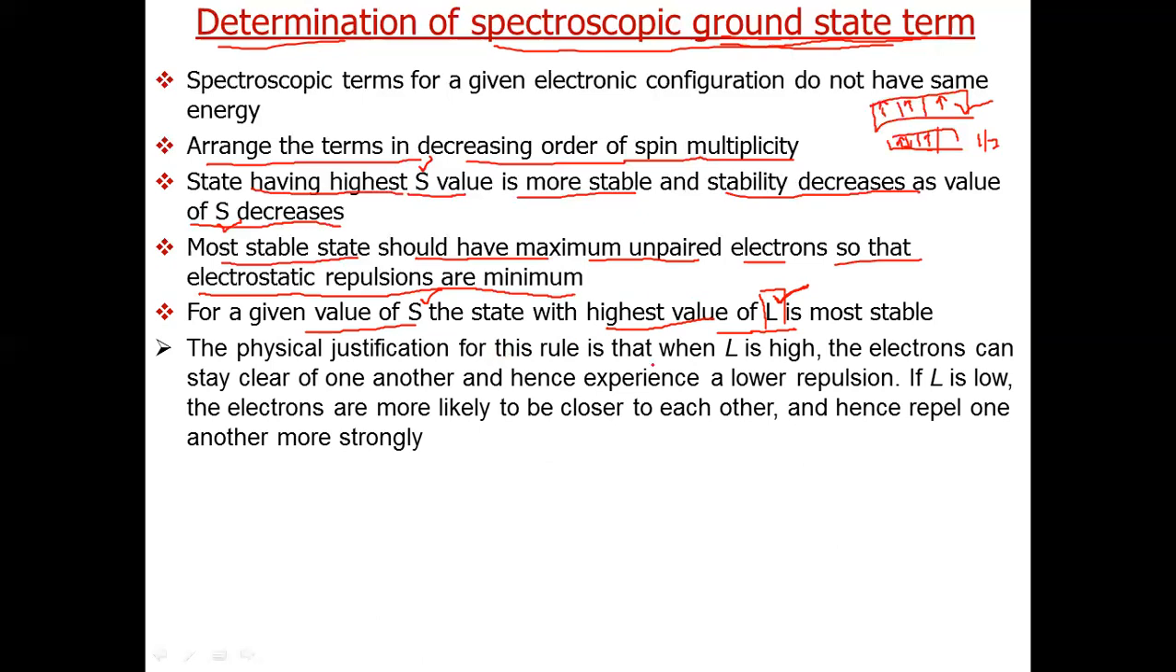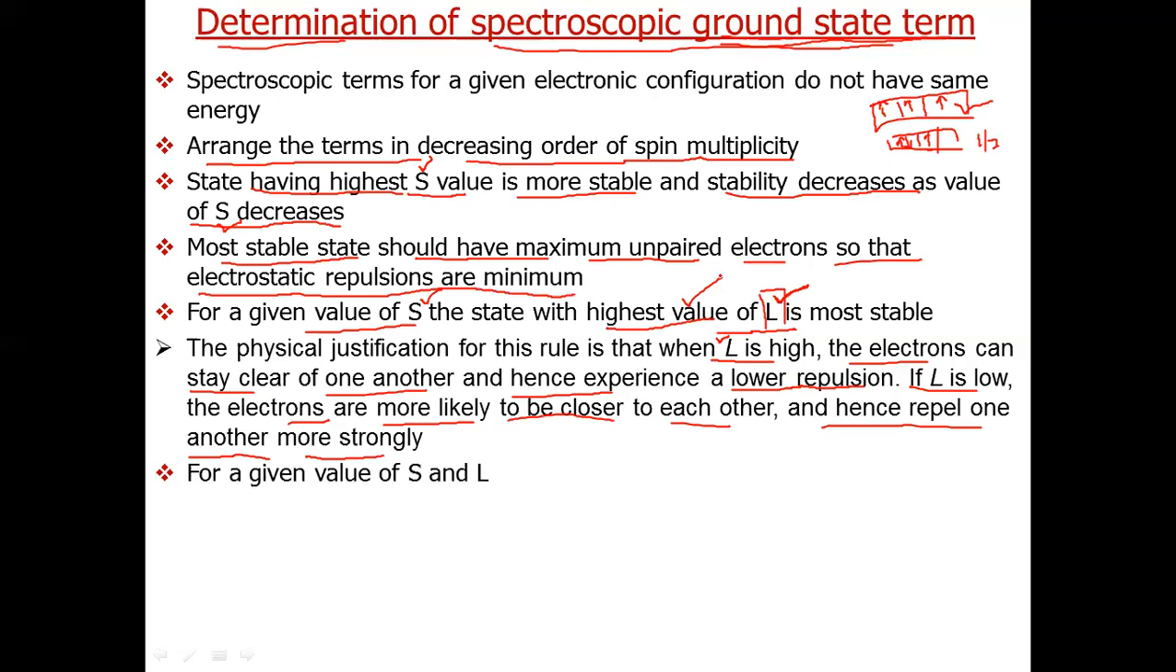Now, this can be explained that when L is high, the electrons can stay clear of one another because their orbital momentum is high, so they are revolving fast. So they have less time to interact with one another. If they interact less with one another, definitely it will lead to low repulsion. If L is low, the electrons are more likely to be closer to each other and hence repel one another more strongly. That is the justification why highest value of L gives you more stable configuration.